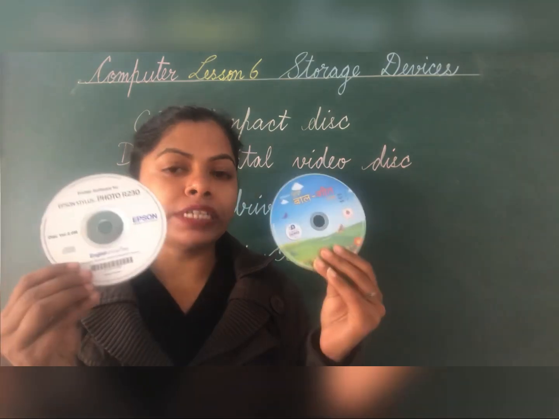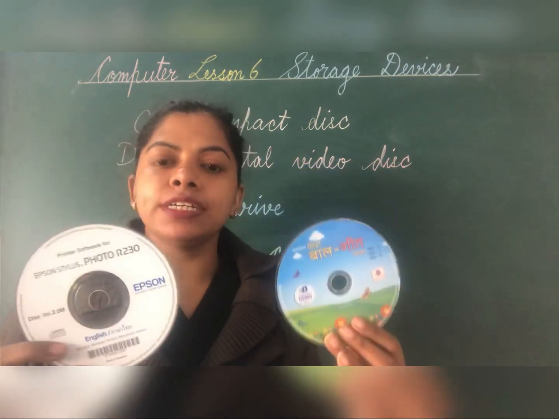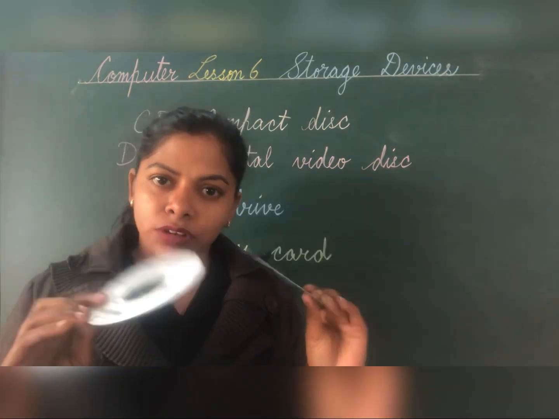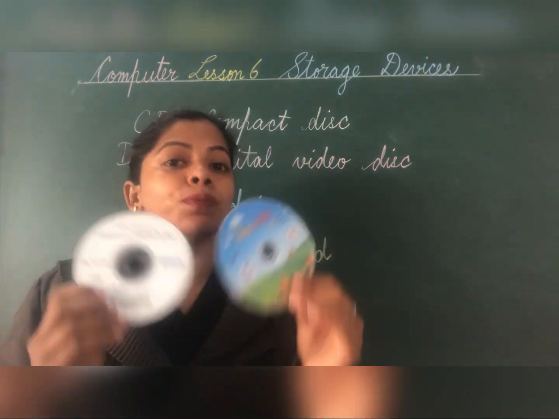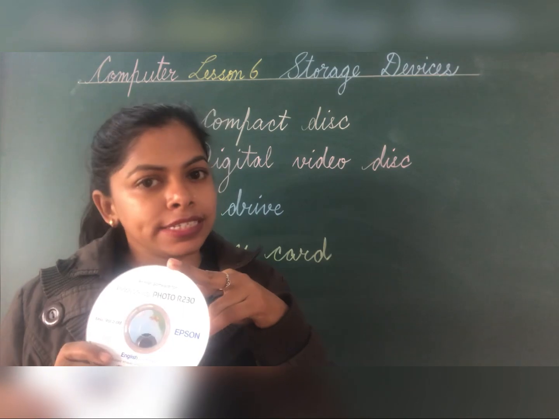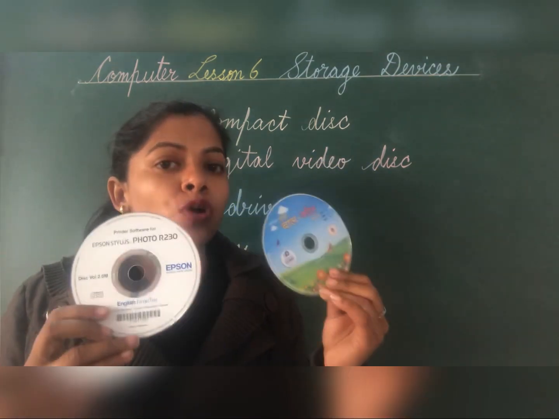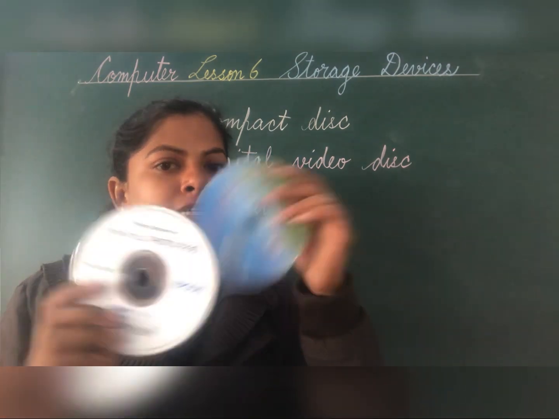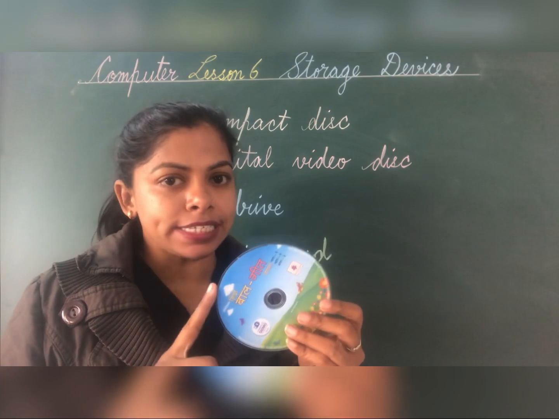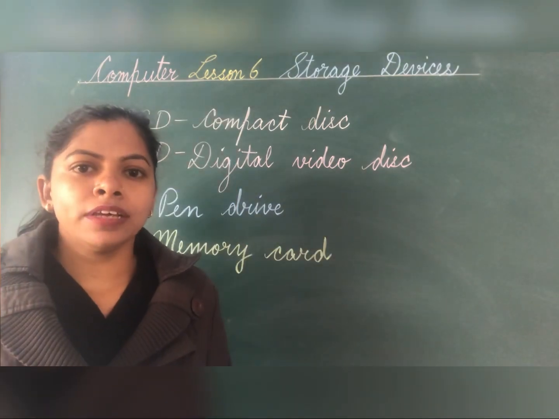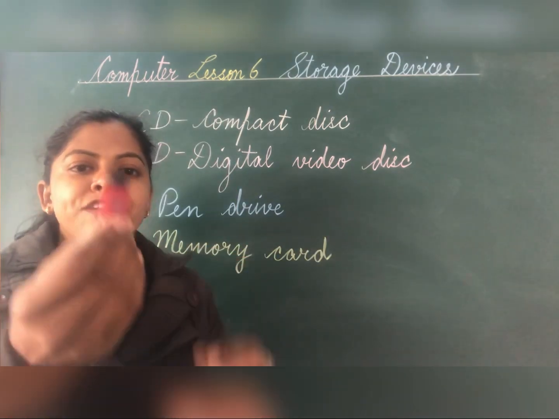Both can store text, numbers, pictures, sounds and videos. But there is only one difference, that DVD can store more data than CD. Full form of CD is compact disc and full form of DVD is digital video disc. Children, the next storage device is pen drive.